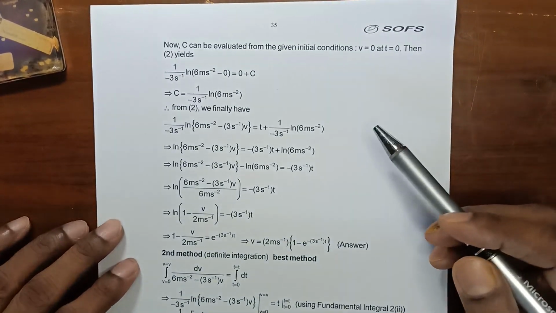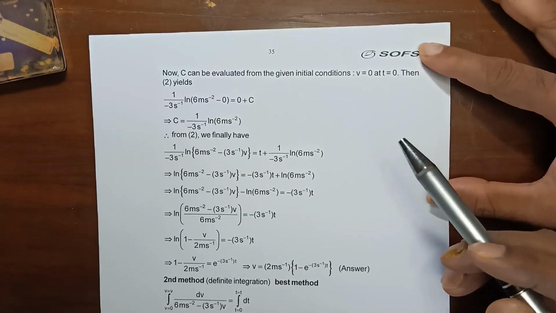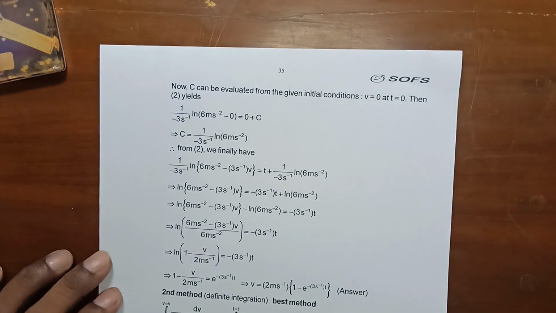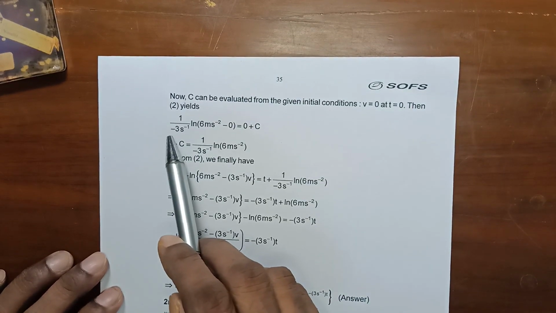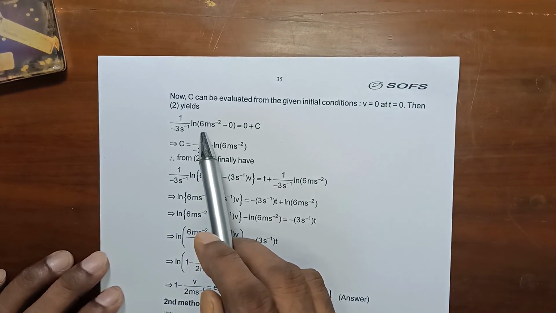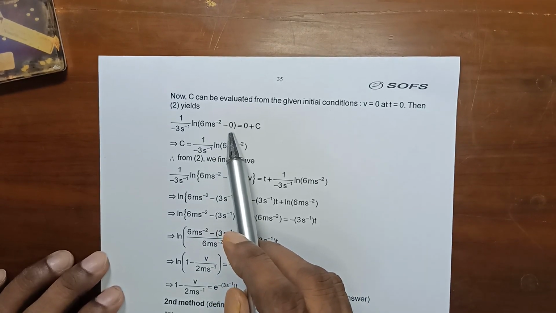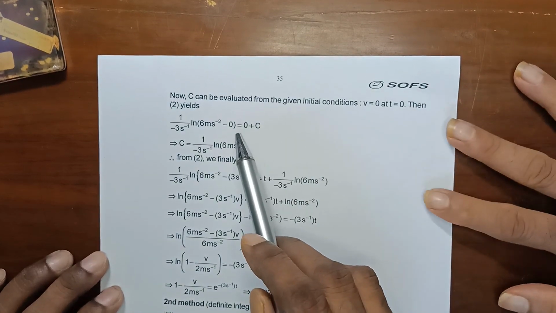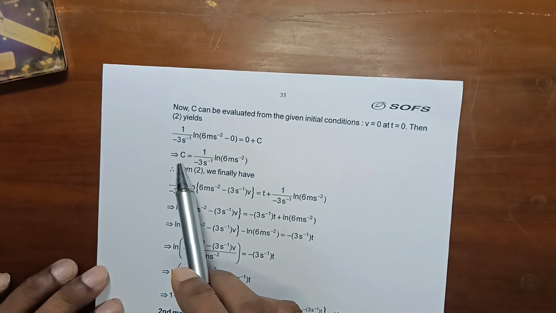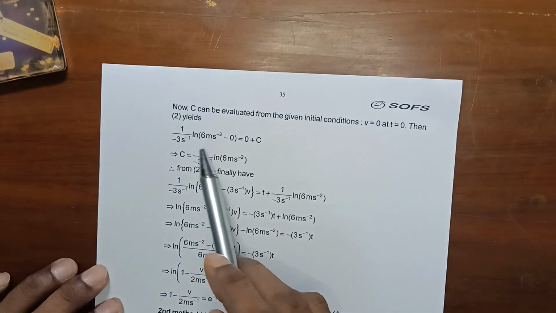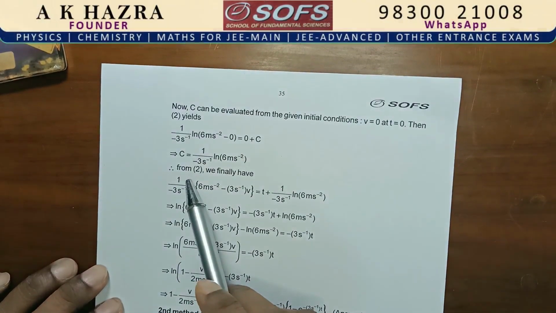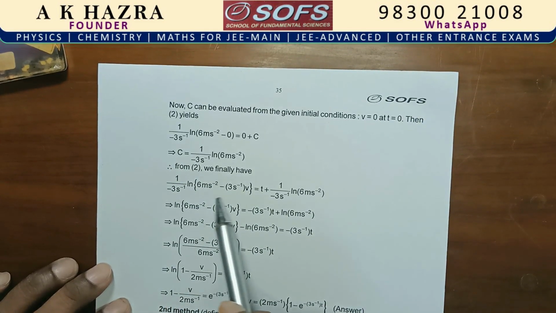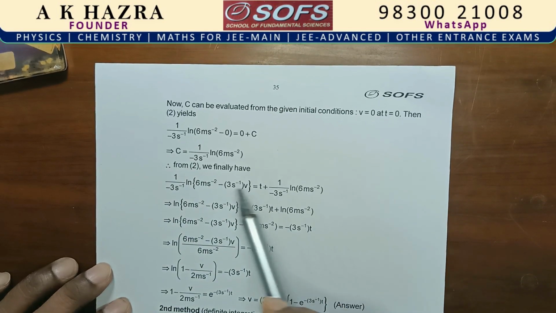Now we have to evaluate the integration constant c. What is the initial condition? At t equals 0, v equals 0. Put this in equation number 2: minus 1 by 3 per second ln of 6 meter per second square minus 0, because v is equal to 0, equals t plus c, and t also equals 0, so 0 plus c. So we have obtained c equals 1 by minus 3 per second ln 6 meter per second square. Therefore, from 2, putting the value of c, this remains as it is plus t plus c, with c replaced by this.